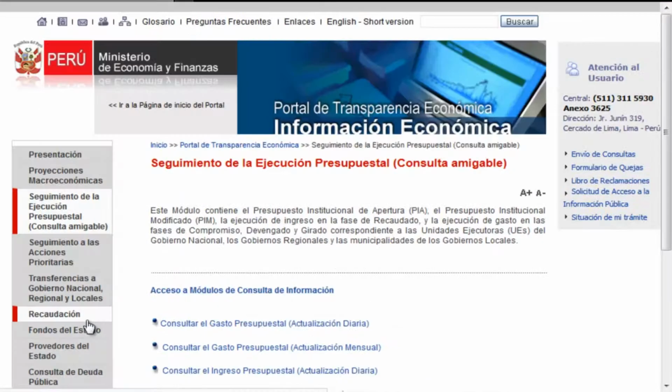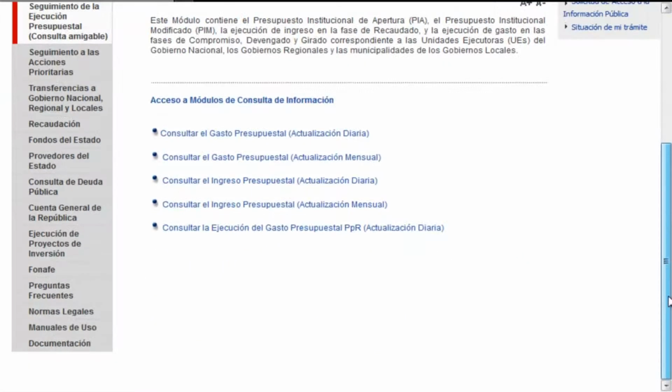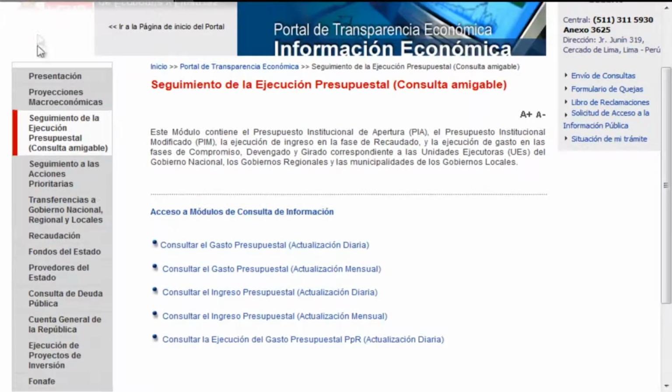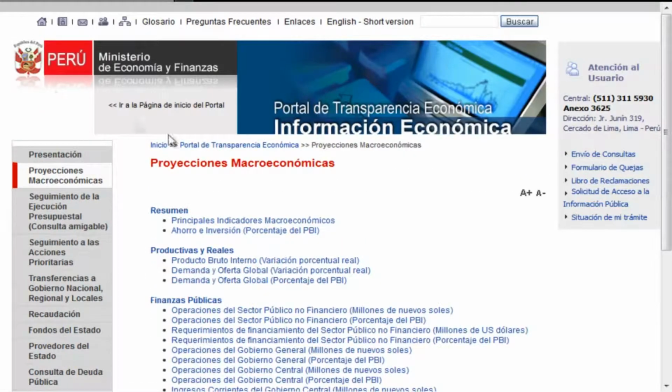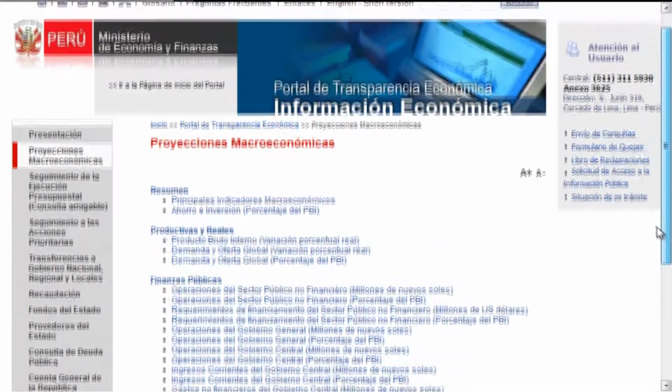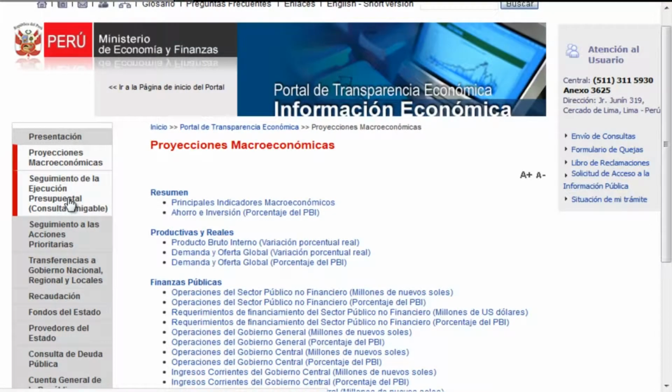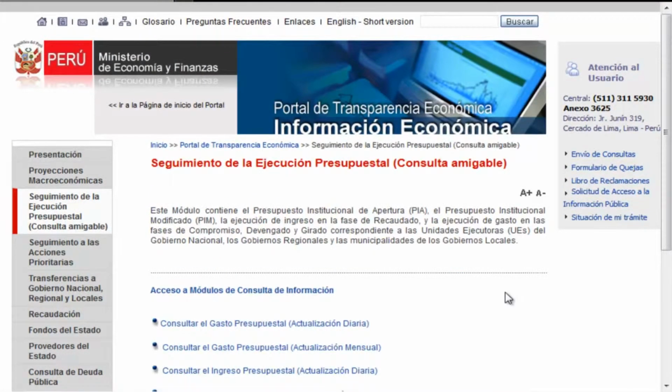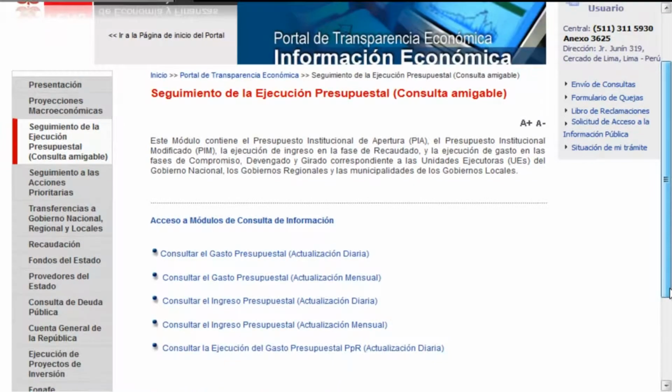The first type of information that can be found on Peru's portal is macroeconomic information. Charts offer data about the principal macroeconomic indicators, including savings and investments rate, gross domestic product variation, global demand and supply variations, public finances data, balance of payments, and public debt.